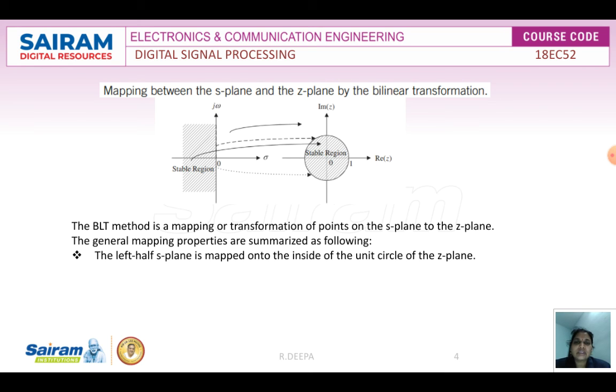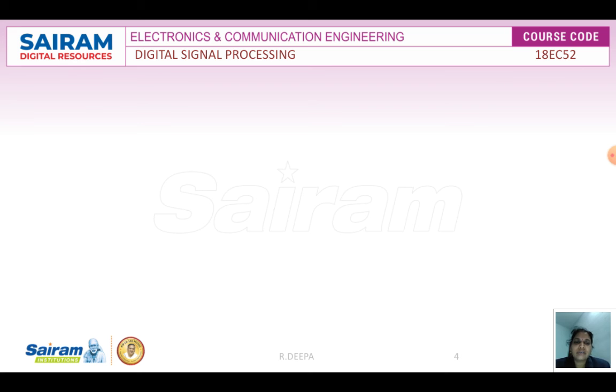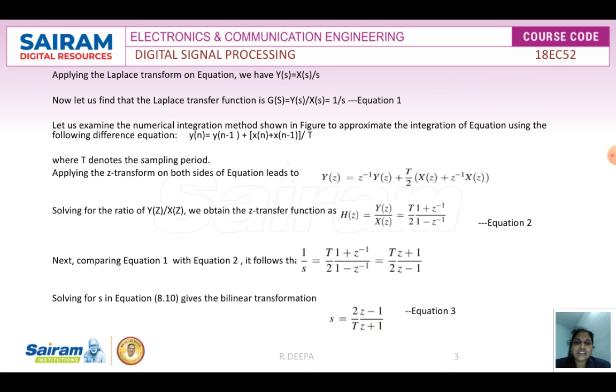The final transformation equation is that s has to be replaced with 2 by t times z minus 1 divided by z plus 1. This is ultimately the bilinear transformation formula which you will be using while converting an analog IIR filter to a digital IIR filter.